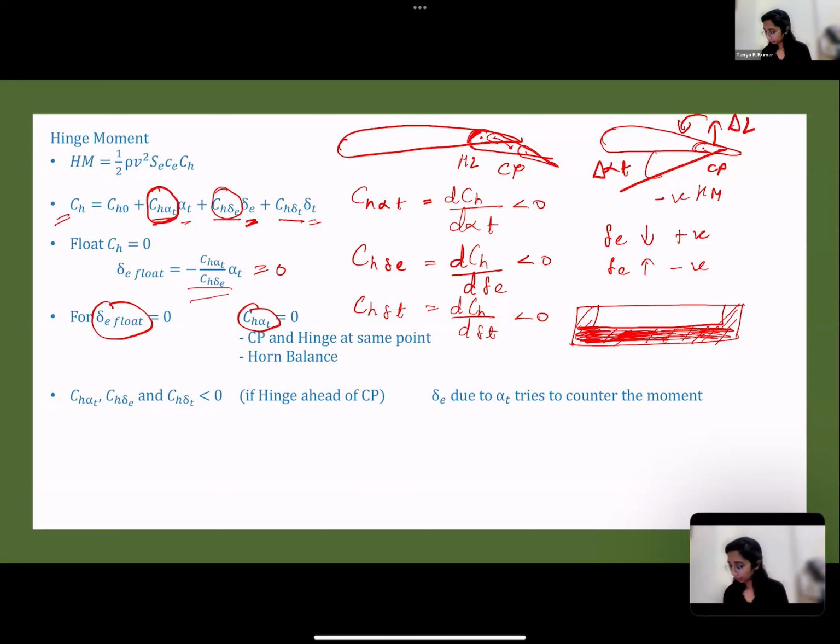So if your delta E float, your freely floating elevator, is already equal to how much elevator you require to fly at a given CL trim, then the pilot need not apply any force on the stick, right? So Fs is 0, stick force is 0. Now, if the delta E float is less than the required elevator, he will pull the elevator up. When I pull the elevator up, what happens?